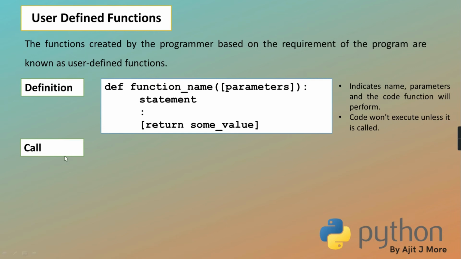So now what comes? Calling. Calling means requesting the function to get executed. It means you are requesting the Python interpreter, please execute this function. That is a call. When the call happens, the control goes to the function. The function executes, and after execution is over, it comes back to the place where it was called, and continues executing the next statement.